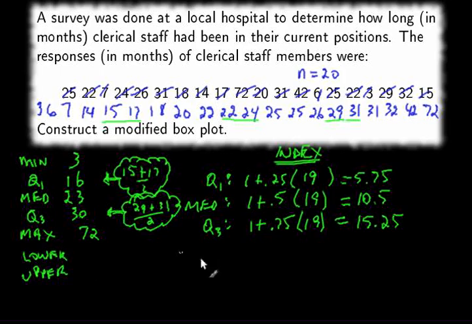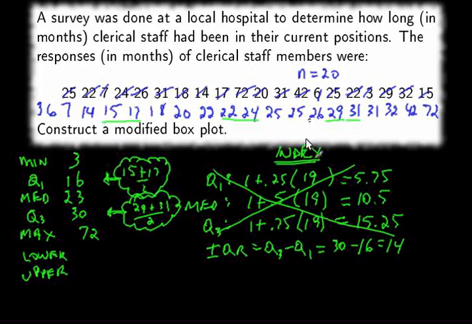The upper and lower fences are calculated by adding 1.5 IQR to Q3 and subtracting 1.5 IQRs from Q1. So we begin with the IQR, which is Q3 minus Q1. Remember, the indices are not the data. We actually have to look over here for the data. So Q3 minus Q1 is 30 minus 16, or 14. This information we're done with.